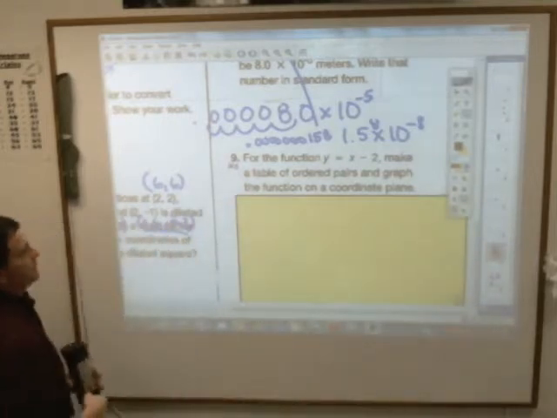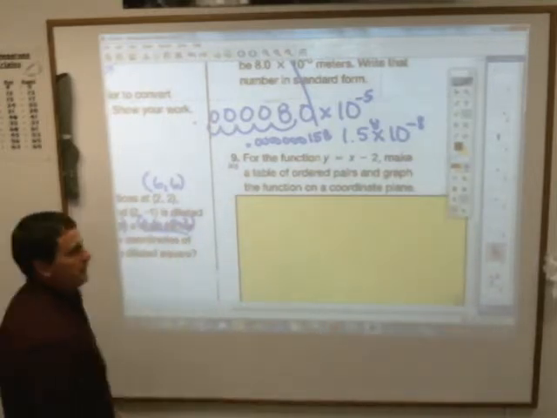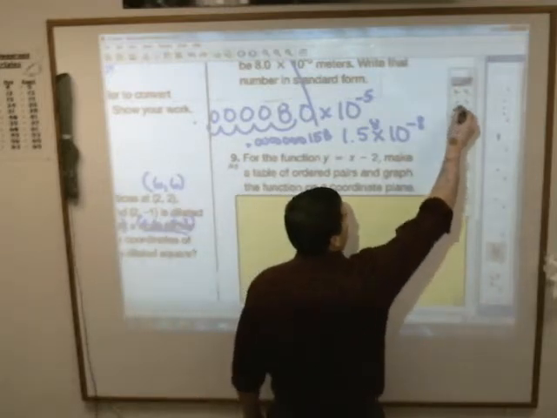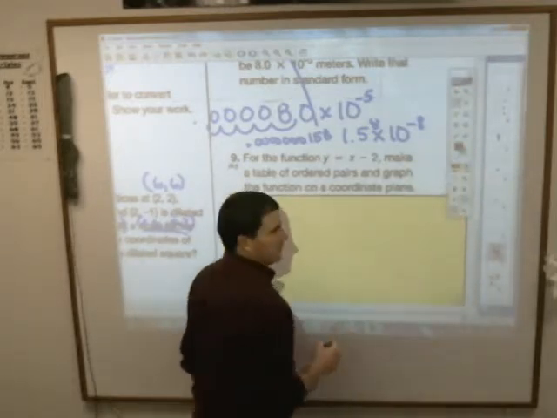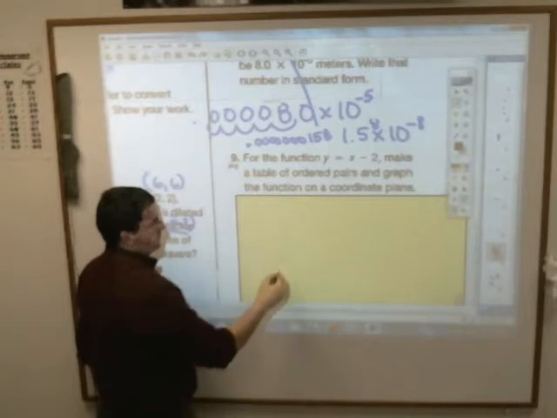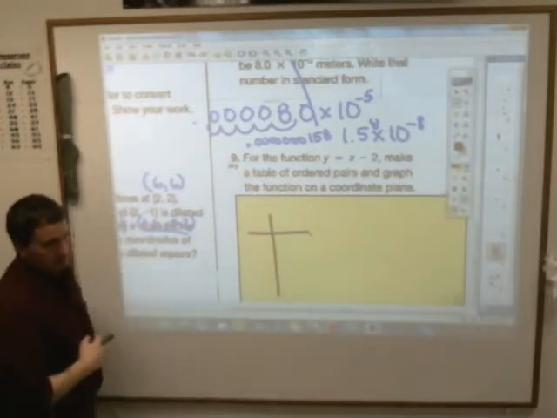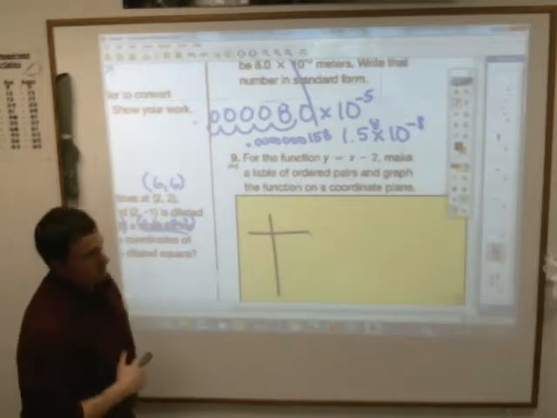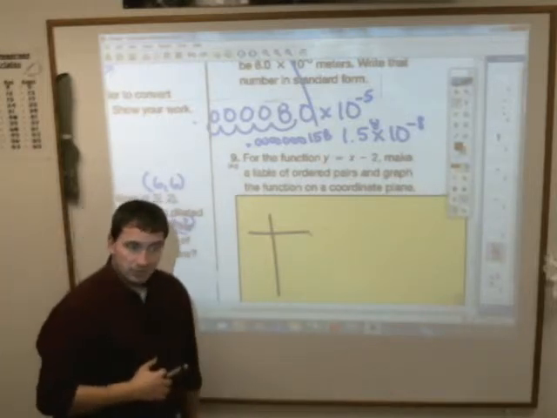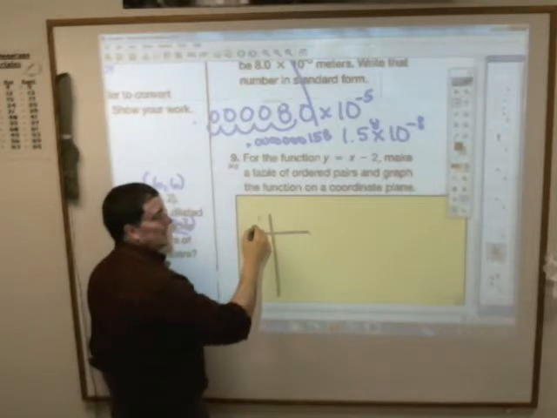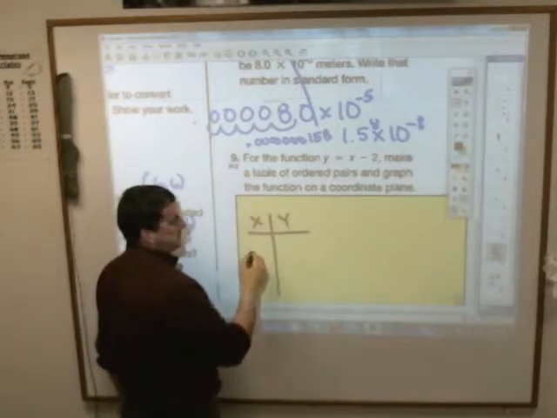For the function y equals x minus 2, make a table of ordered pairs and graph the function on the coordinate plane. Which part did you have a problem with there, Sage? The whole works? Well, what's our starting point? Making a table. You have trouble with that? No. Okay, it's important though, when you make a table, what letter always goes to the left? X. This is the x and this is the y side.